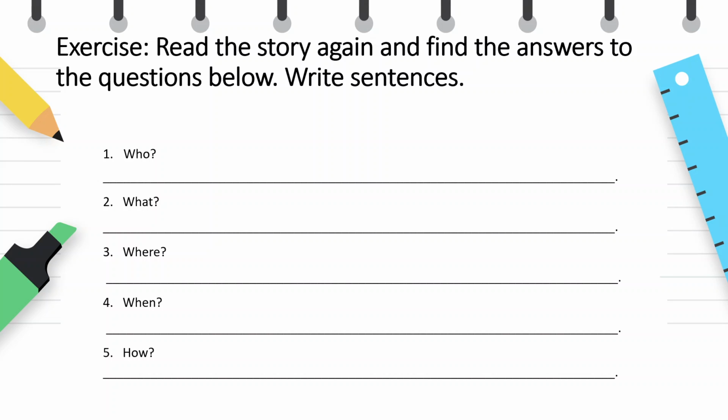In this exercise, we need to read the story again and find the answers to the questions below. Then we need to write sentences. So according to this exercise, read the text again and try to give answers related to the questions given. You need to write sentences which will be answers to who, what, where, when, and how, and they all will be related to the contents of the text.